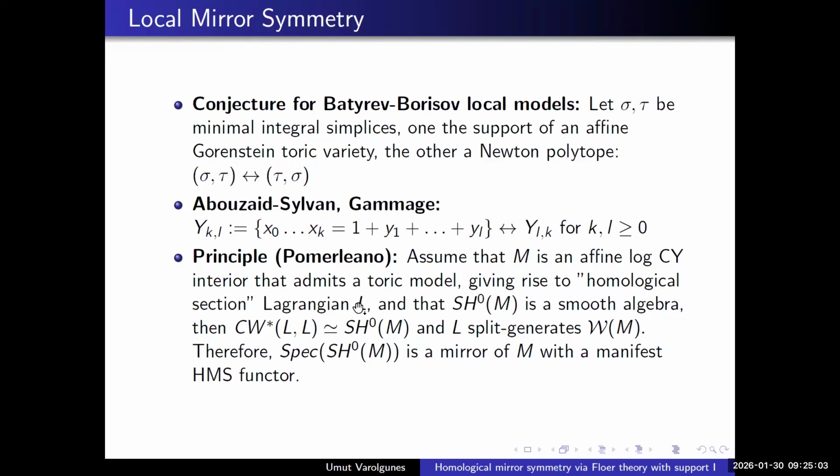Yes. So then instead of considering SH0, you can just consider the Lagrangian Floer homology of the section. This Lagrangian section split generates the wrapped category. It's also a good result. It uses GPS. Now I found just one Lagrangian that generates the whole thing. And therefore, I can say that the spectrum of the degree 0 symplectic cohomology is a mirror of M.